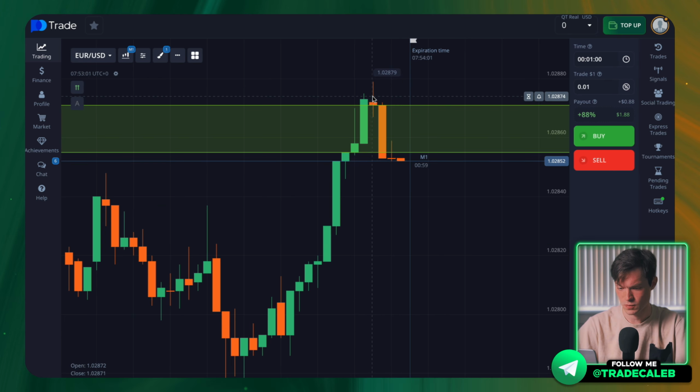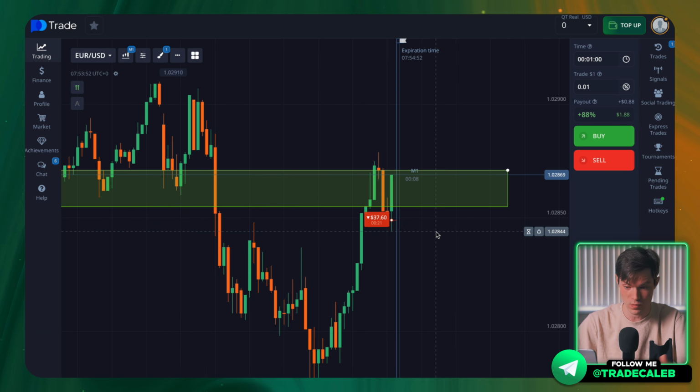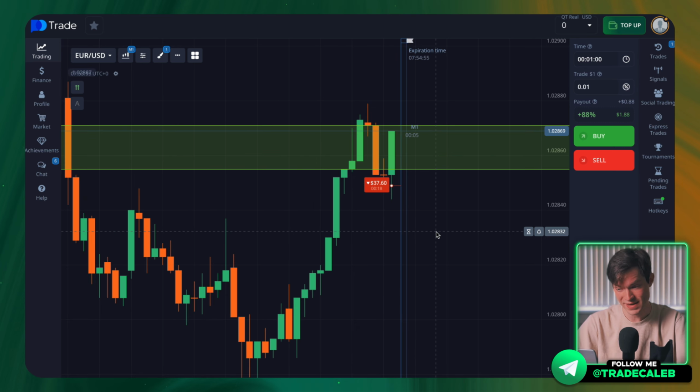As a rule, after this we have an aggressive downward movement, but now for some reason we are going back to the level. Most likely this trade will close in the negative, and it will be very frustrating, because we could have increased our balance 8 times, but no. 10 seconds remain.